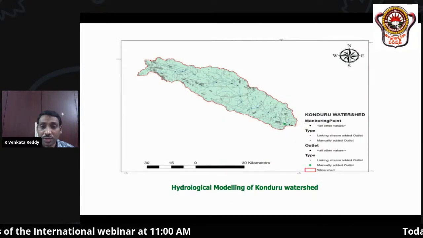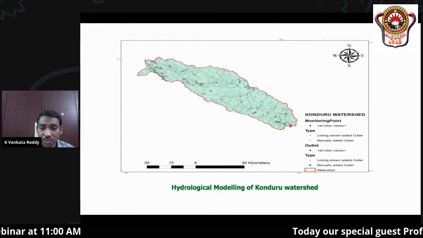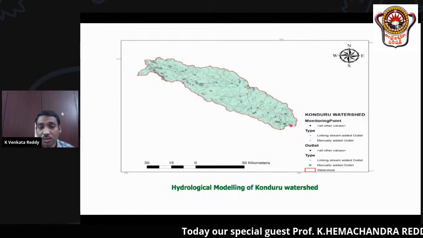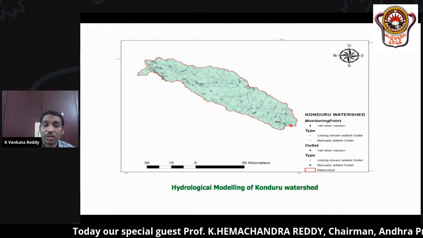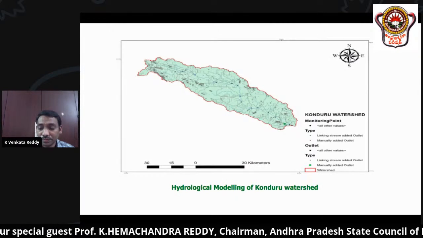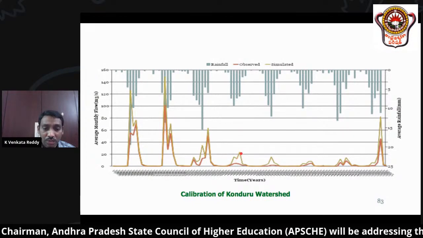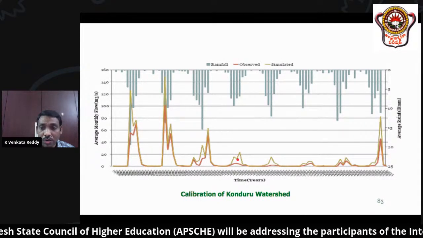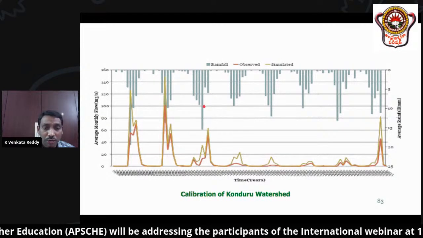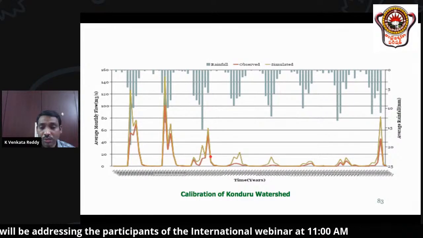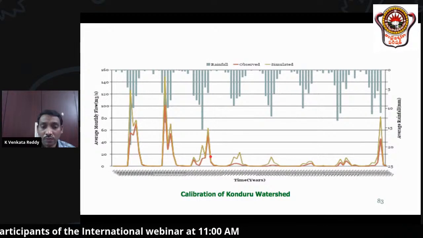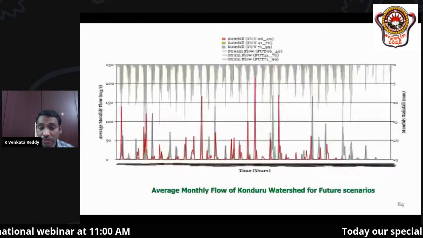This is one basin where the outlet has a gas station. This is the place where we applied our model. Then we apply the climate change impact to all the basins. You see the calibration: this is the observed data over the years, showing the rainfall variation and runoff variation.